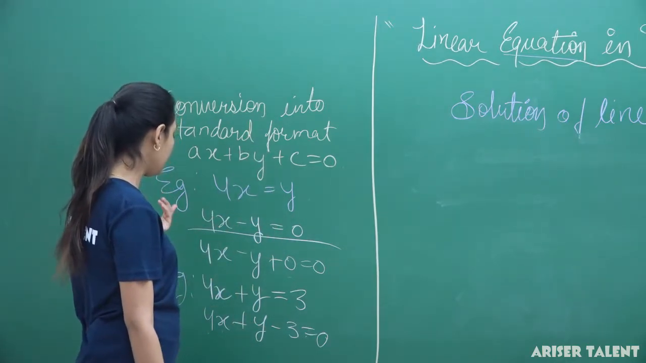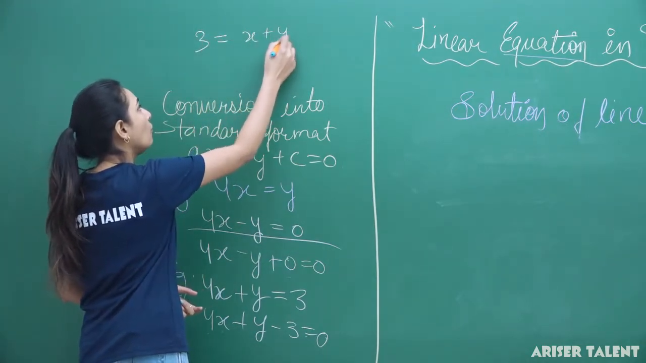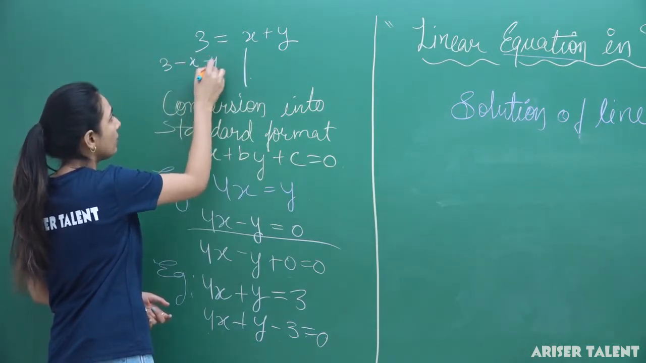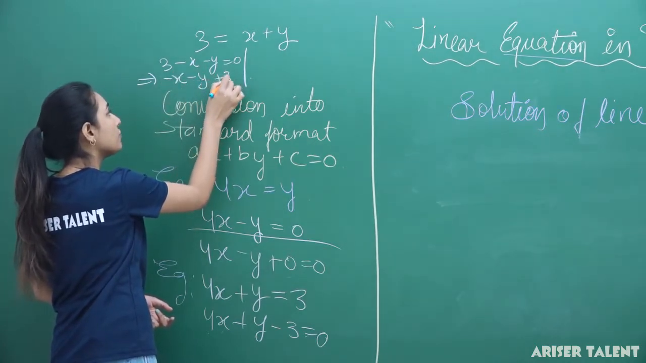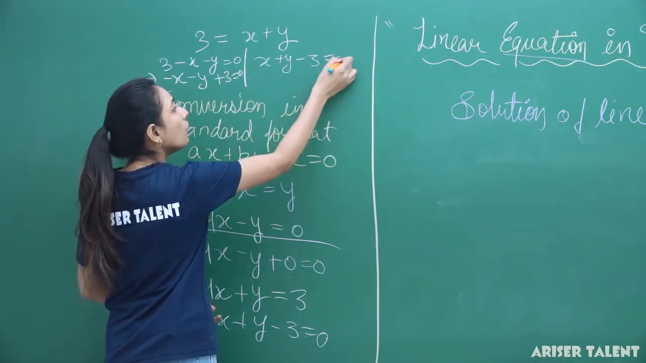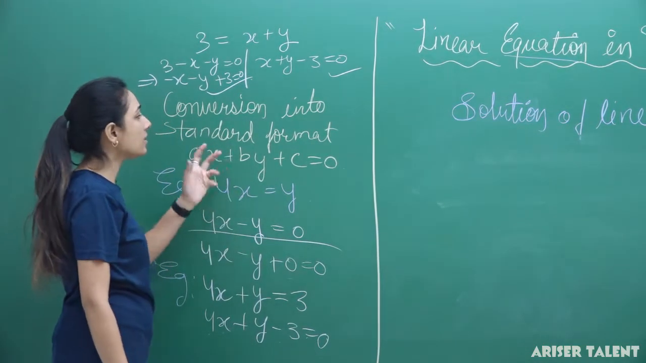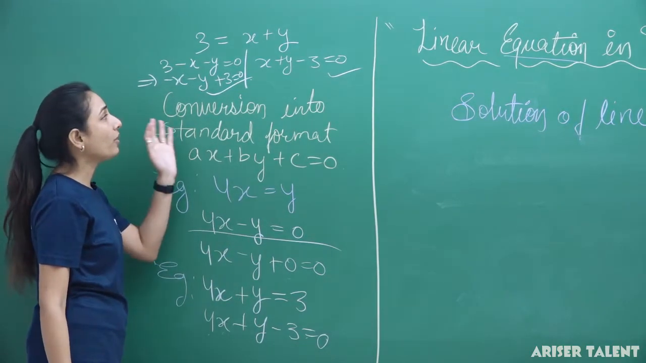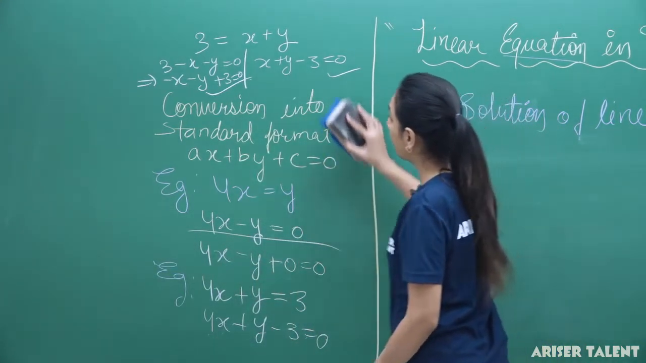Similarly, if you are having 3 equals to x plus y, how will you write it? You can write it in both ways. 3 minus x minus y equals to 0, that is, minus x minus y plus 3 equals to 0. Either way, you can write it like x plus y minus 3 equals to 0. Both are correct. So these are the conversions of some given equations into the standard format of ax plus by plus c equals to 0. So this is it, right?